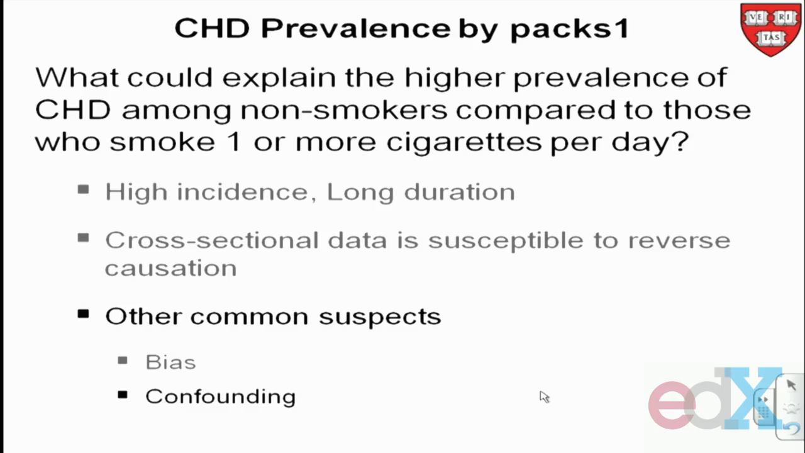So for instance, we may have a measurement bias here. It could be that people who smoke more are less likely to go see a doctor, and therefore they're less likely to be diagnosed with coronary heart disease. So it's not that they don't have high levels of coronary heart disease, it's just that we're not able to detect it. Another possibility is confounding, and we're going to spend a lot more time in subsequent lectures discussing confounding.